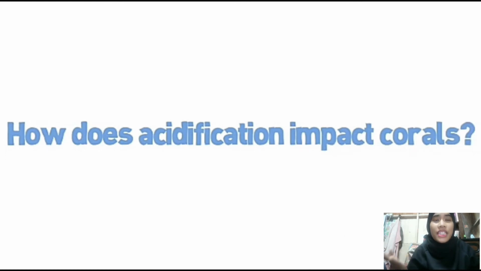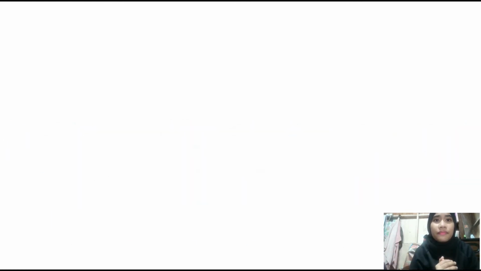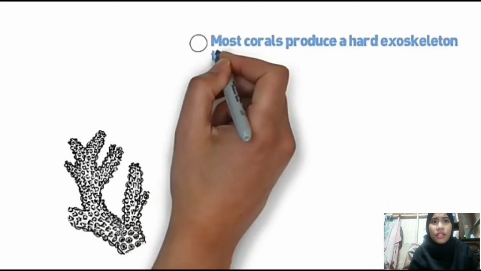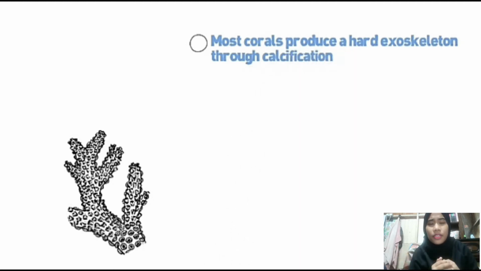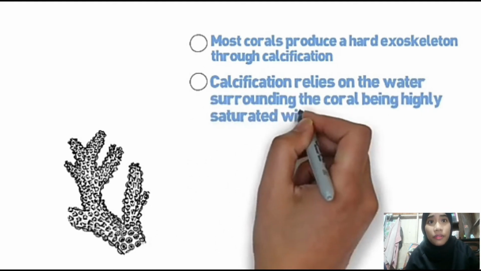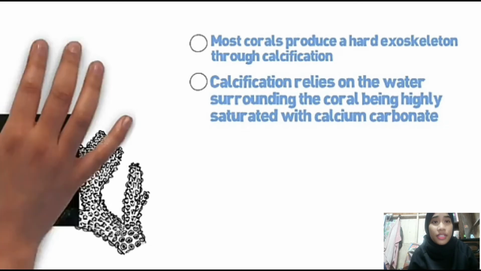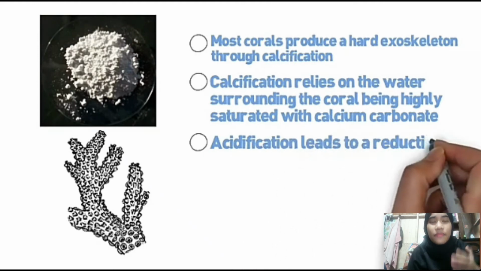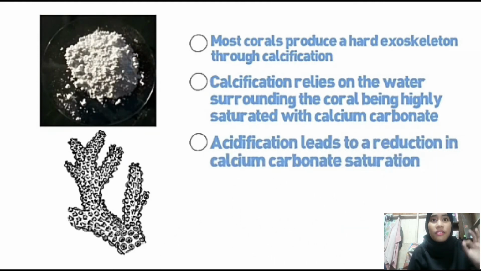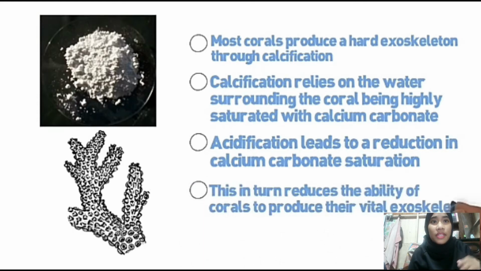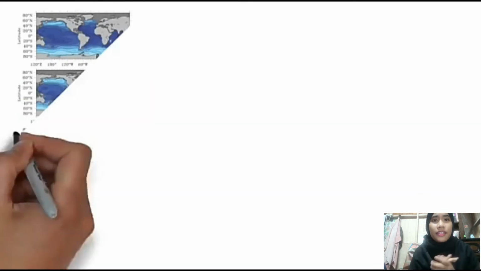So, how does acidification impact corals? Most corals produce a hard exoskeleton through a process called calcification. Calcification relies on the water surrounding a coral being saturated with calcium carbonate. Acidification leads to a reduction in calcium carbonate saturation. So this will in turn reduce the ability of coral to build their vital exoskeleton.